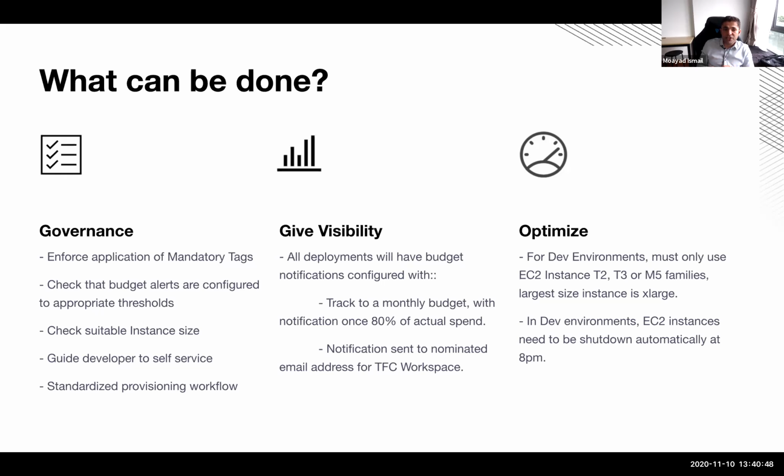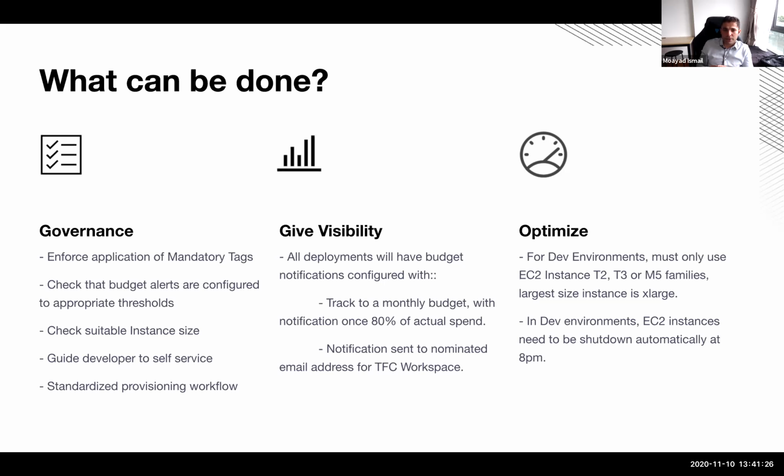All supported resources need to have mandatory tags applied to them. We need to be able to check budget alerts. How do we enforce budget alerts to be attached to every type of deployment so the user has sufficient time to react? Also, check suitable instance size. We want to control the instance size that's deployable in certain environments, for example in the dev environment, which we'll touch on in the optimized section shortly. Guide developers to self-service. If a developer is non-compliant for whatever reason, they haven't met all the requirements, they're able to help themselves to be compliant and be able to deploy. We also want to standardize our provisioning workflow in this regard.